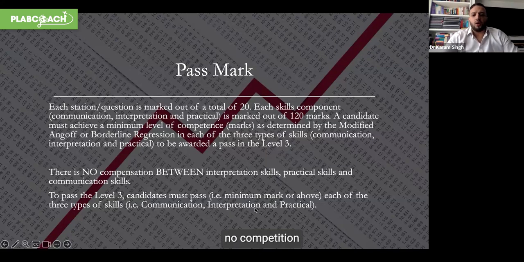This statement that there's no compensation between interpretation skills, practical skills, and communication just reiterates the same point that I'm making to you, that you have to be consistent in your performance to pass the exam. Let's say that you scored 100% in practical skills and you scored 0 in interpretation. That's not going to transfer over to give you 50-50. No, that means you failed the exam. You have to pass all 3 to get through the exam. Okay, and that's what the last sentence says. To pass the level 3, candidates must pass, i.e. the minimum mark or above, each of the 3 types of skills: communication, interpretation, and practical skills.